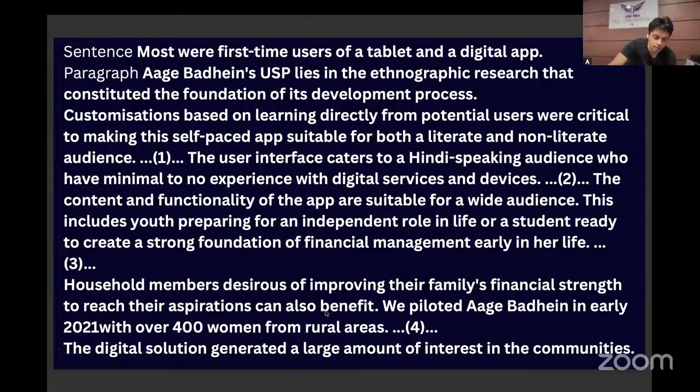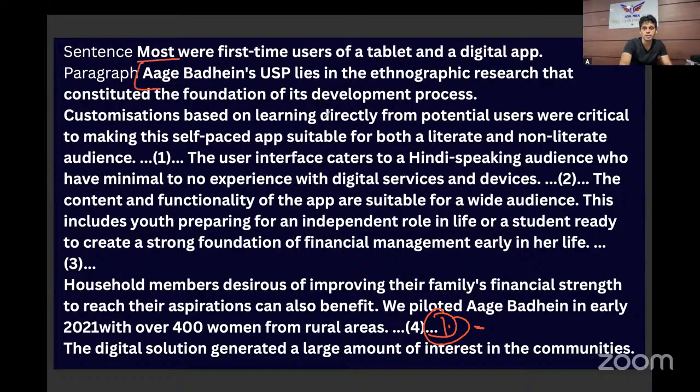Okay, guys, what is the answer here? Let me tell you, the answer is option D. Here, D is the answer. It is going to be put in option D. "Most were first-time users of a tablet and a digital app." Okay, this is the sentence, but we won't be reading the sentence first.